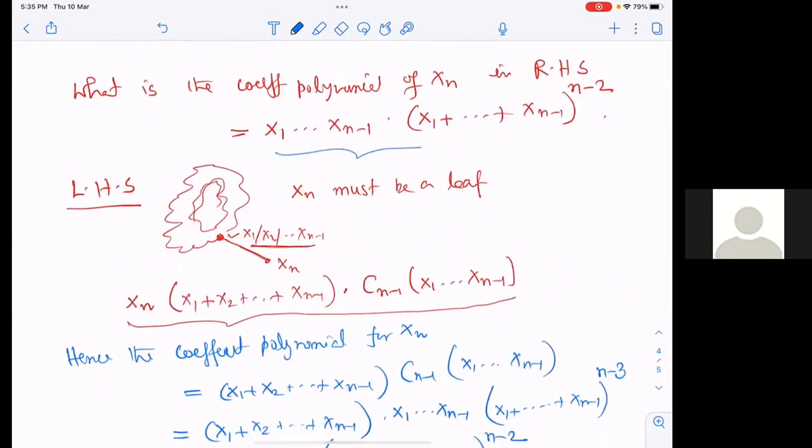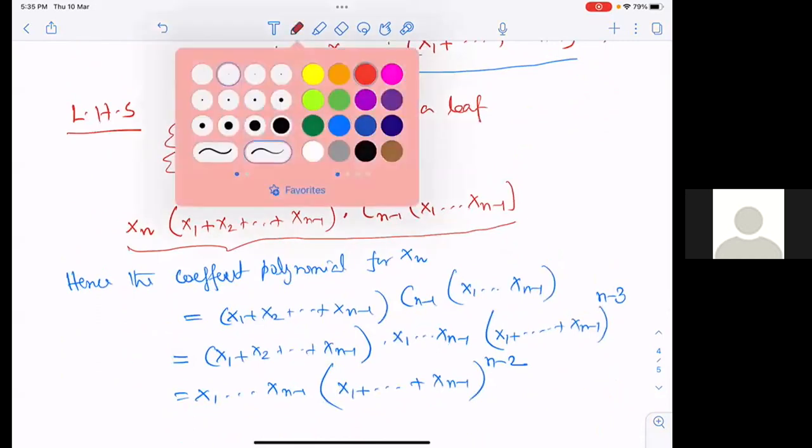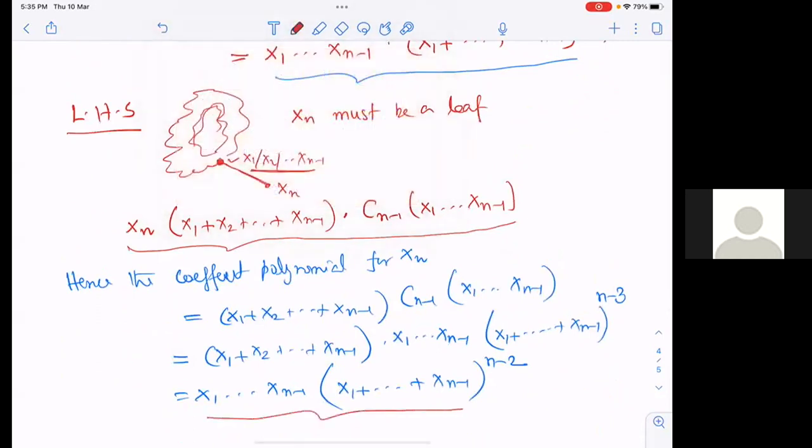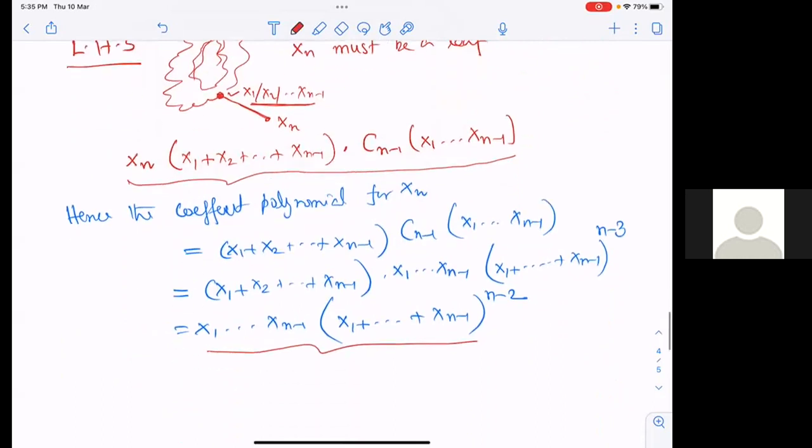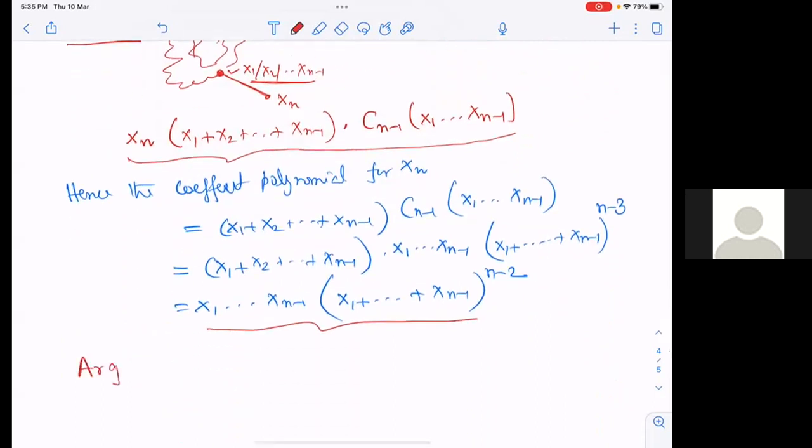See, we have found it. In the RHS, the coefficient polynomial of xn, and in the LHS, the coefficient polynomial of xn are exactly the same. The argument is symmetric for all the other variables. The argument is symmetric for any other.